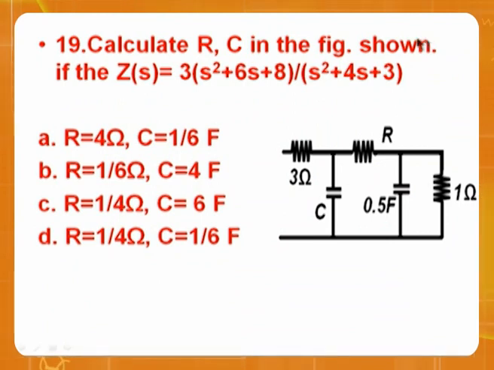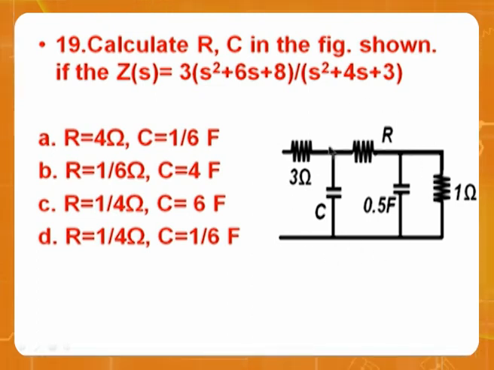Question number 19. Calculate RC in the circuit shown. Z of S is given, the circuit is given, and the values are also given as options A, B, C, D. Now look at here very simply. Be blind and simply calculate. Say this is R1, C1, R2, C2, R3. So the parallel combination of this in series with this and entire parallel here, finally series.